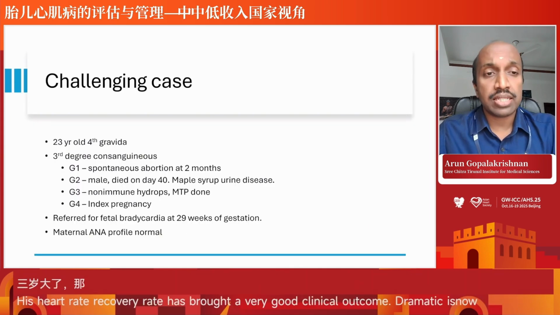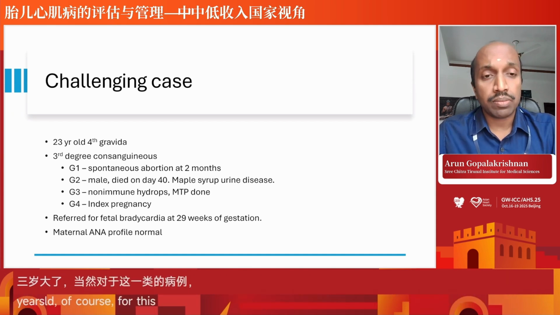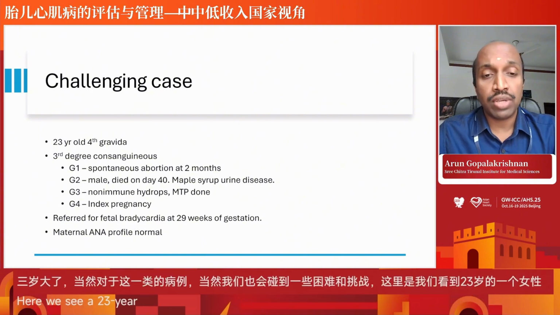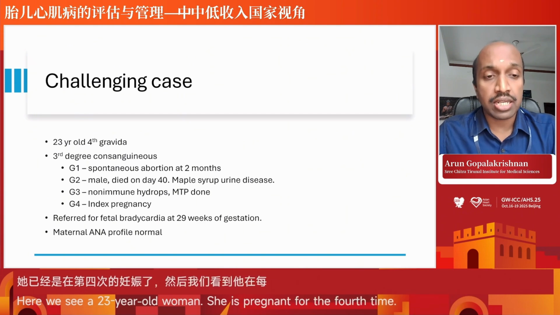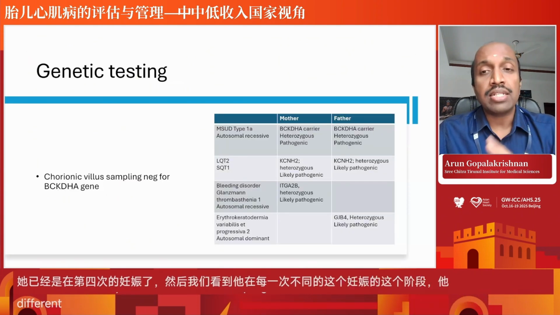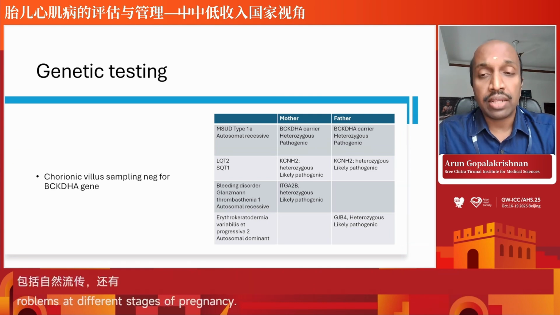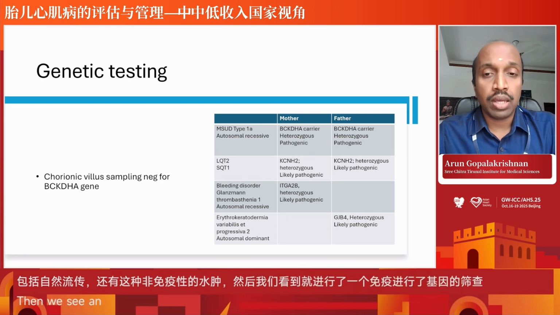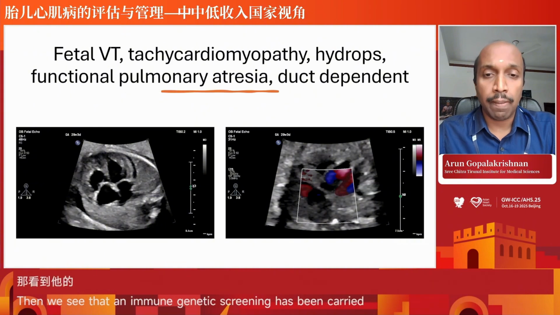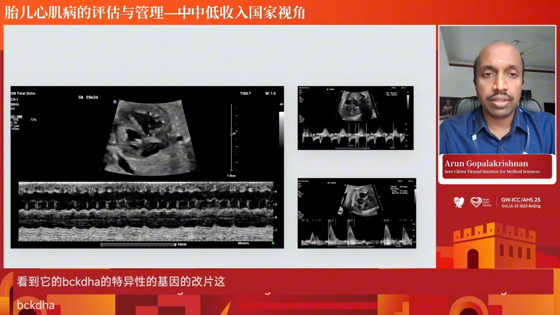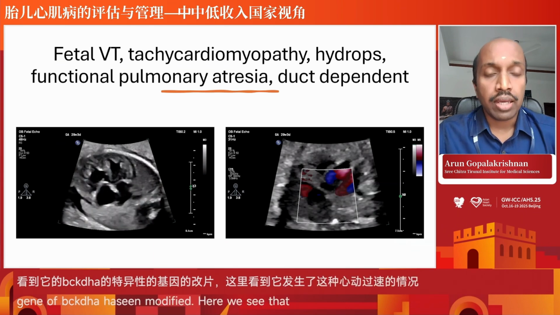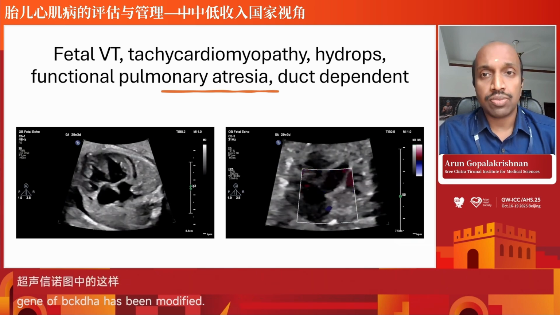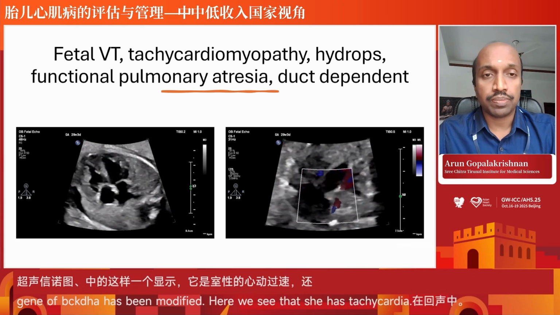This is another complex case, a 23-year-old gravida 4 who had 2 children who had died earlier. This mother was referred at 29 weeks of gestation because of fetal bradycardia with bad obstetric history. And the parents underwent genotypic testing, and they were carriers of the long QT2 gene, although none of the previous children had long QT syndrome. And this baby, who was referred for a bradycardia, was noted to have a tachycardia in the echo. So the baby had ventricular tachycardia, LV dysfunction, hydrops fetalis, functional pulmonary atresia, and duct-dependent circulation.